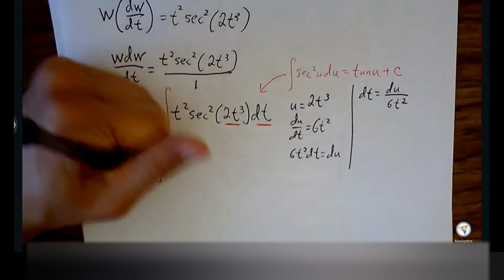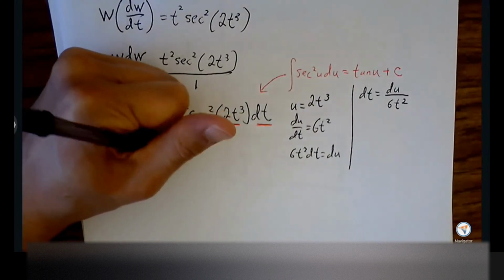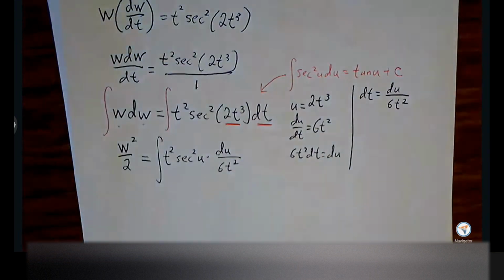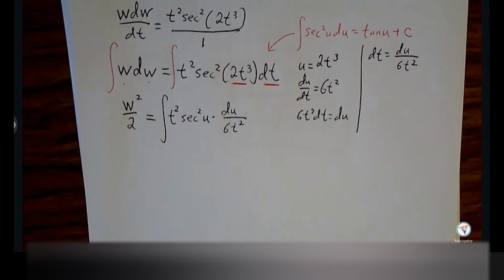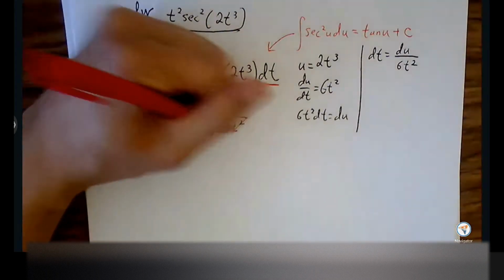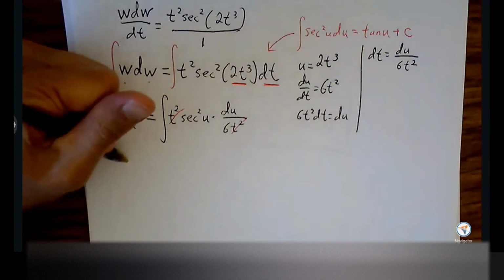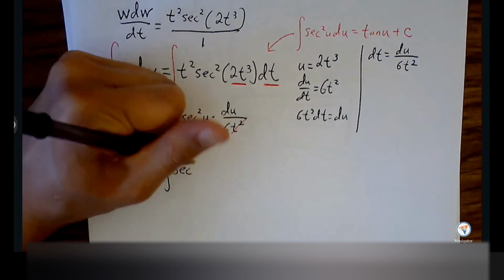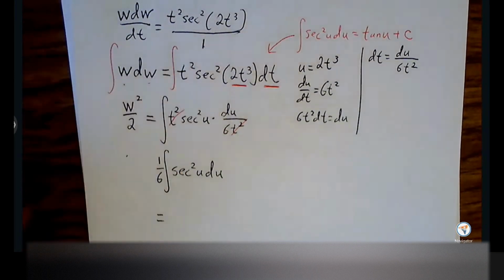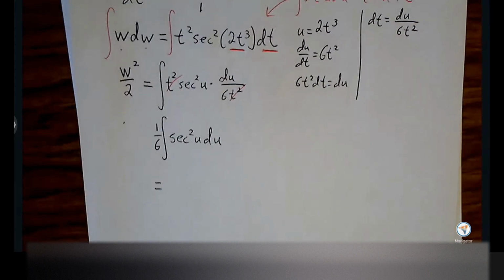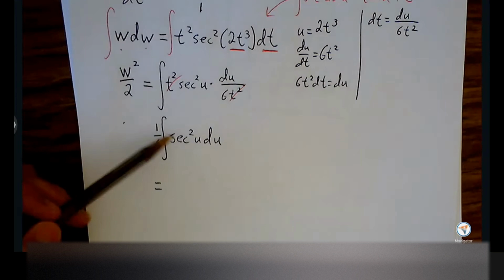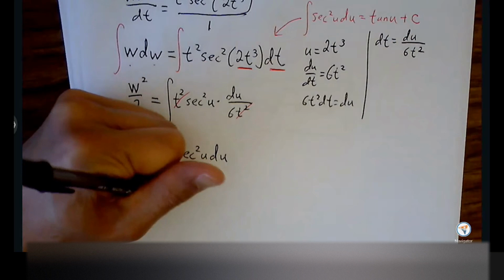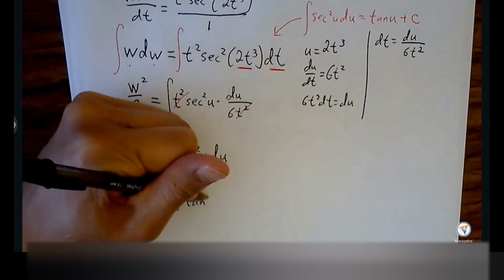Make our substitutions. Yeah, t squared goes away. Push the 1/6 out in front. Okay, replace, or we'll go through our integral rule. We know secant squared becomes tangent. And then replace the U back in terms of T.